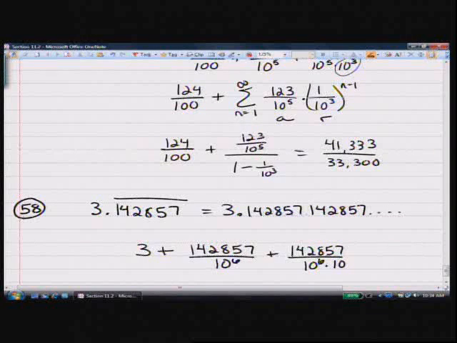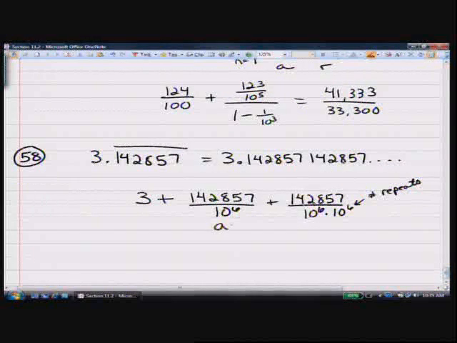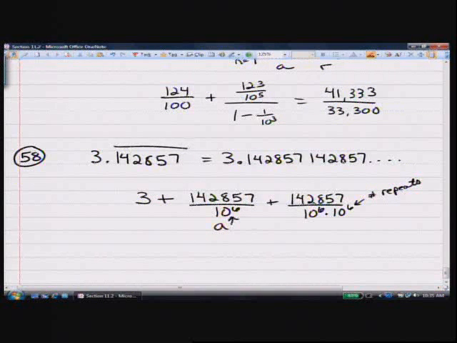It's also 10 to the 6 because we have 6 repeating. Does that make sense? So this is for the number of repeating. It was 2 when we had 2 repeating, 3 when we had 3 repeating. This one we have 6 repeating, so that was 6. Now this is just one set of the repeating in its correct decimal form. Does that make sense? So this is your A, equal to that. What's your R going to equal?